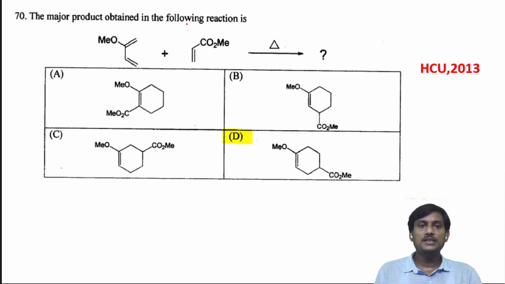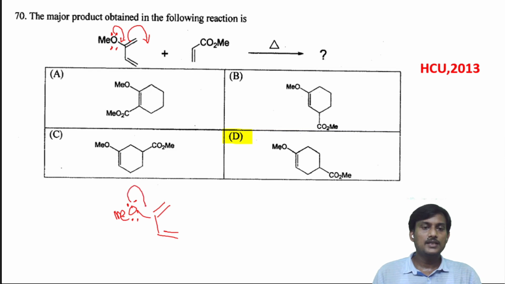The major product obtained in the following reaction is... Okay, in this case, this one has a lone pair of electrons. So these electrons move in this direction and these electrons move in this direction. So this is the moving of electrons in the diene. It's a Diels-Alder reaction between diene and dienophile. These electrons move like this. These electrons move like this.